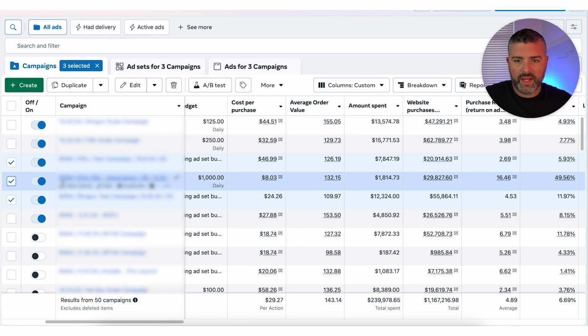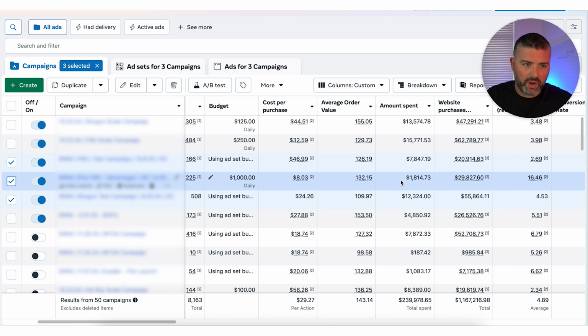And then this one right here is actually a bid cap campaign. You can see we're really not spending much money there, but our efficiency is through the roof.